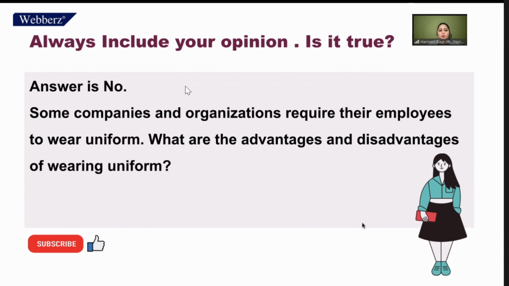For example, the question is: some companies and organizations require their employees to wear uniform. What are the advantages and disadvantages of wearing uniform? Now, have they asked for the opinion? They haven't, right? So we should never put the opinion in this type of task. We just have to put advantages in body paragraph 1 and disadvantages in body paragraph 2. And then in the conclusion we put only the summary of these two ideas that we have given in the body paragraphs. We don't need to add anything else. Fine.